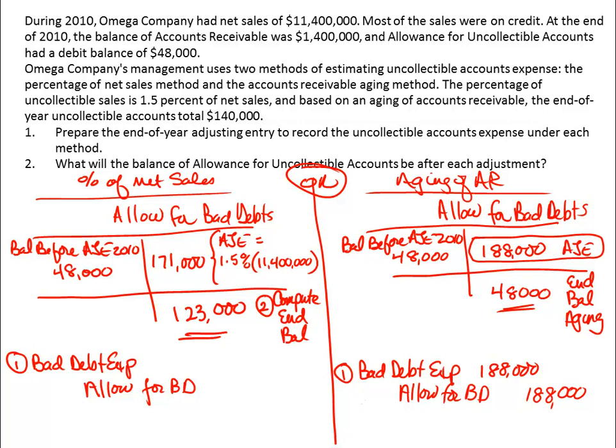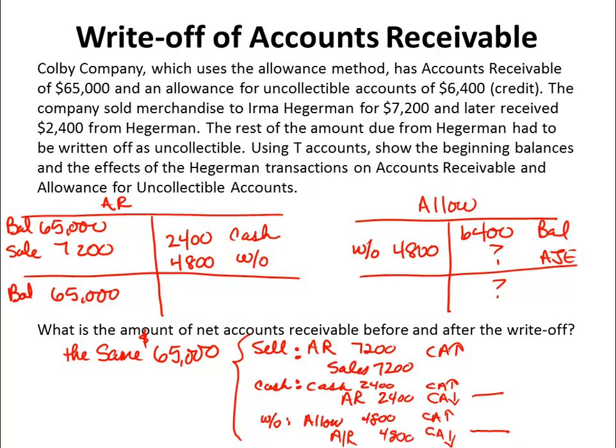So here is the recap of this. Again, you can compare and contrast the percentage of net sales method, where it says 1.5% of sales is going to be uncollected, and you have to compute the ending balance, versus the aging of the accounts receivable method, where you age your accounts, find the ending balance in the allowance account, and then back into what the adjusting journal entry needs to be. So two different methods.